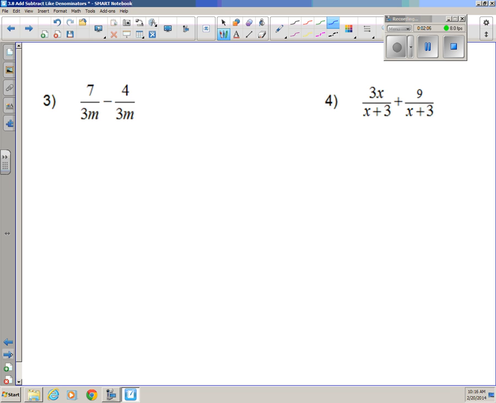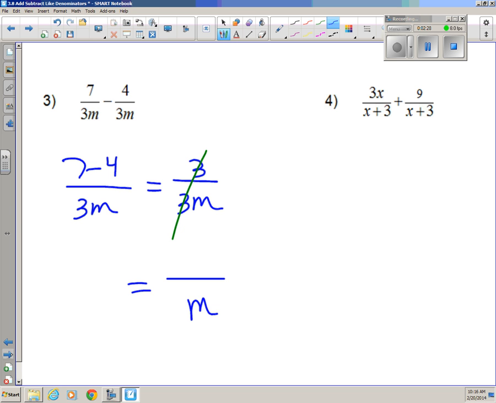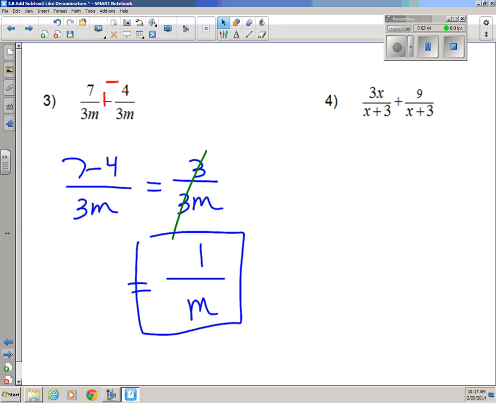Let's take a look at the next one. The common denominator is 3m, so we know we're going to end up with 3m in the denominator. You're subtracting, so you can just do 7 minus 4. That's just 3 over 3m. As it turns out, 3 divided by 3 is just 1. The m is on the bottom. You can't leave the numerator alone. This is your final answer. Some of you might want to think about subtraction as keep, change, change, which means you could have done plus negative, and it still would become 7 plus negative 4, or 3.